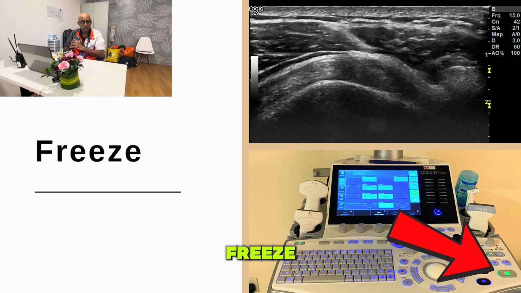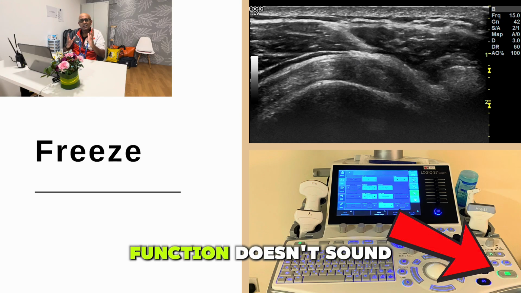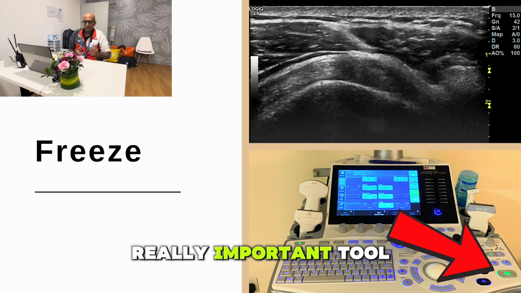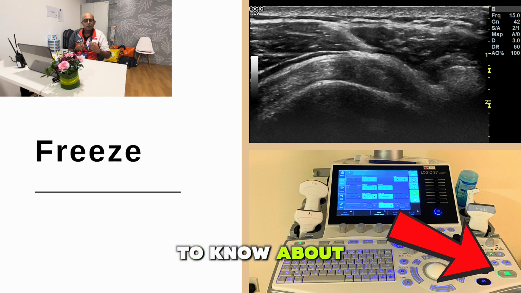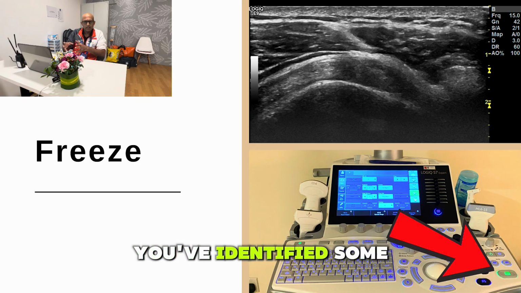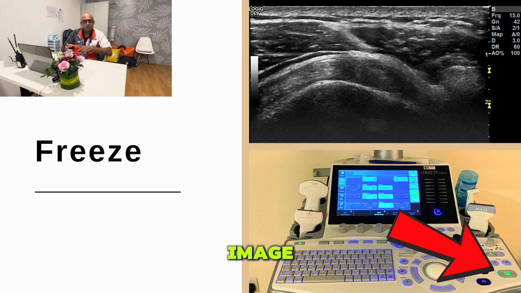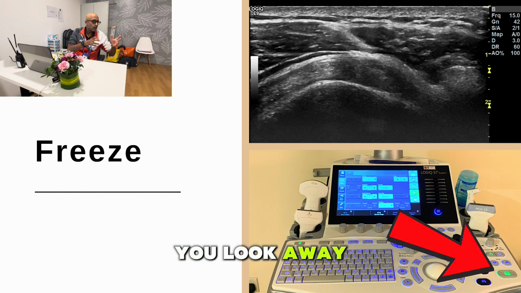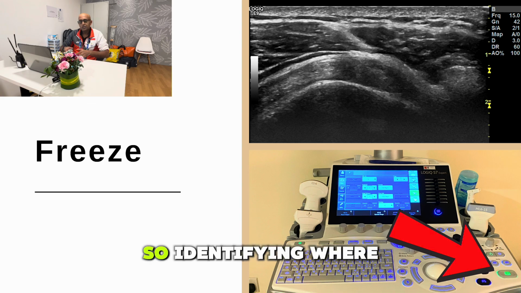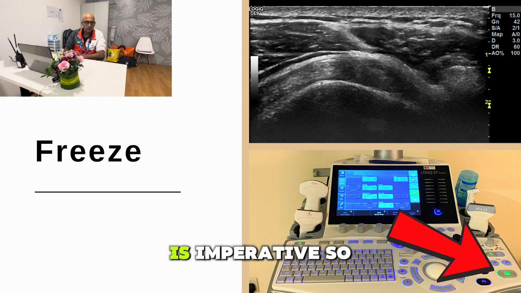Finally, there is freeze. Now the freeze function doesn't sound like a really important tool to know about, but it is really important when you are scanning a patient, you've identified some pathology or abnormality, and you want to stop the image so that you can explain to the patient what's happening. Without knowing where the freeze function is on your machine, you'll be looking around for it, you look away, and then suddenly the image is gone. So identifying where the freeze function is on your machine is imperative.